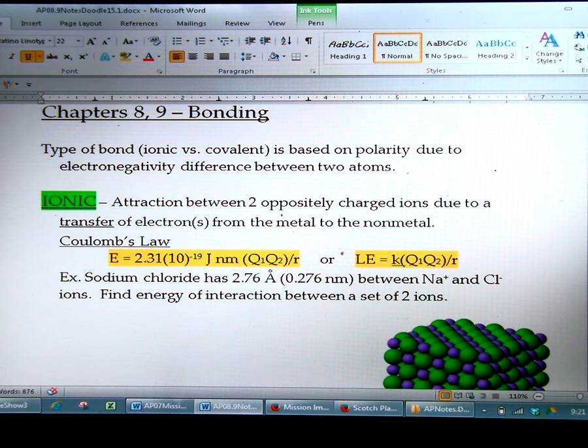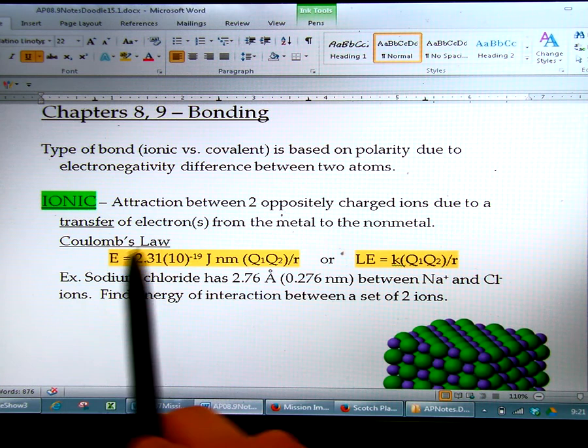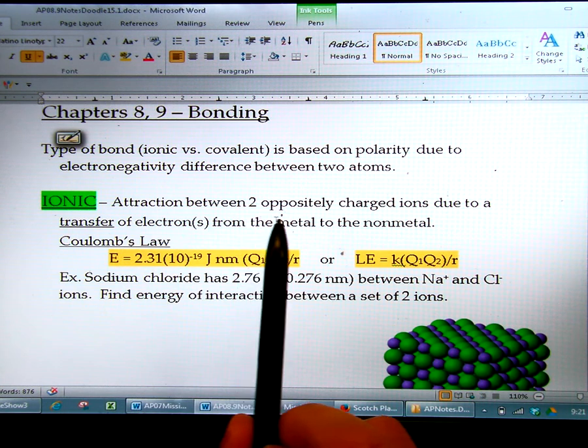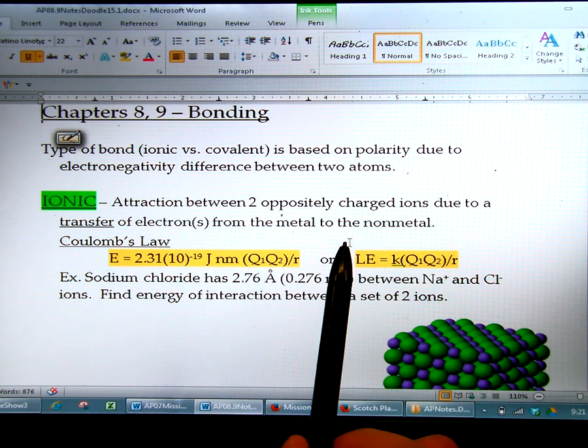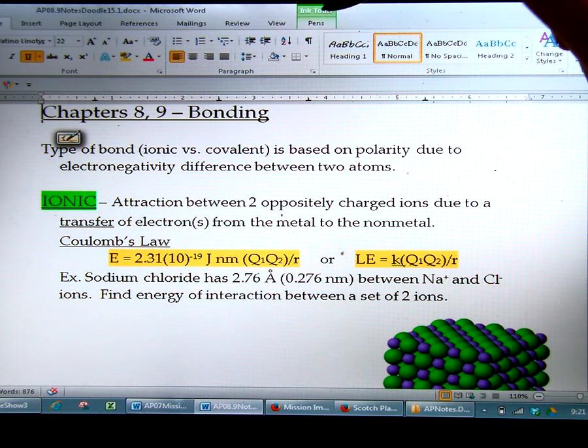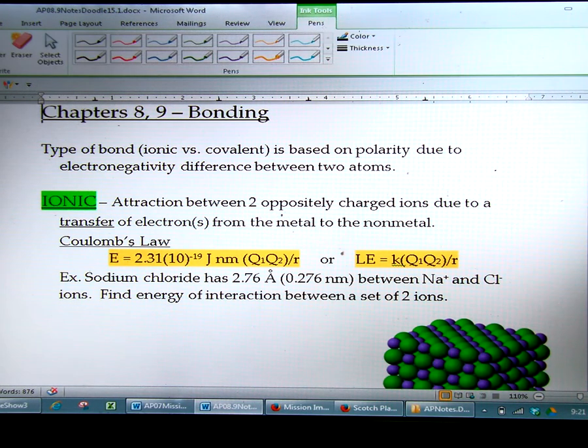Today we're on page 1 of the Chapter 8 and 9 AP packet on bonding, and we're going to be looking at two different kinds of bonding, ionic and covalent. We're going to start with ionic, and as you recall, ionic is an attraction between two oppositely charged ions due to a transfer of electrons from the metal to the non-metal. So ionic bonding is always going to be a metal and a non-metal.